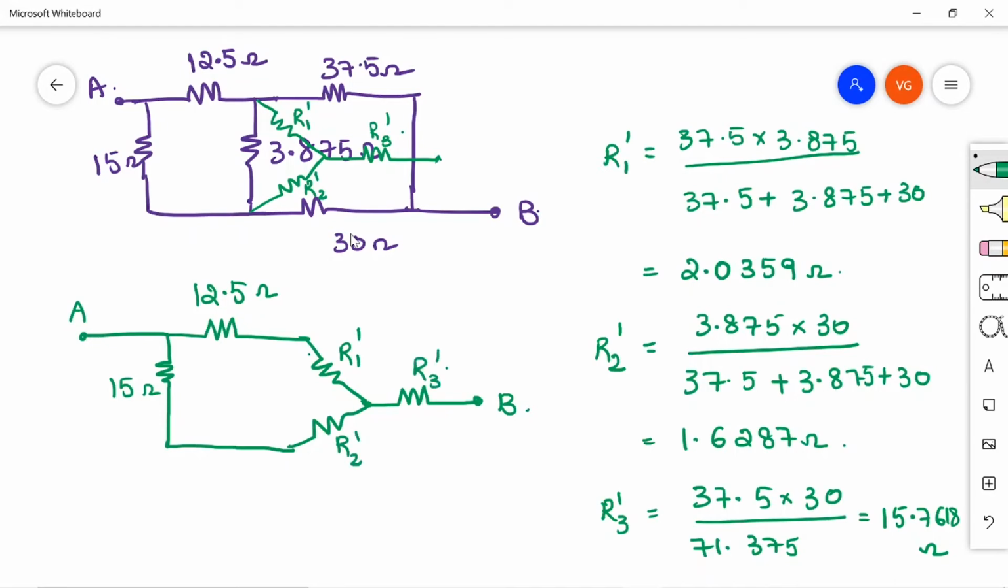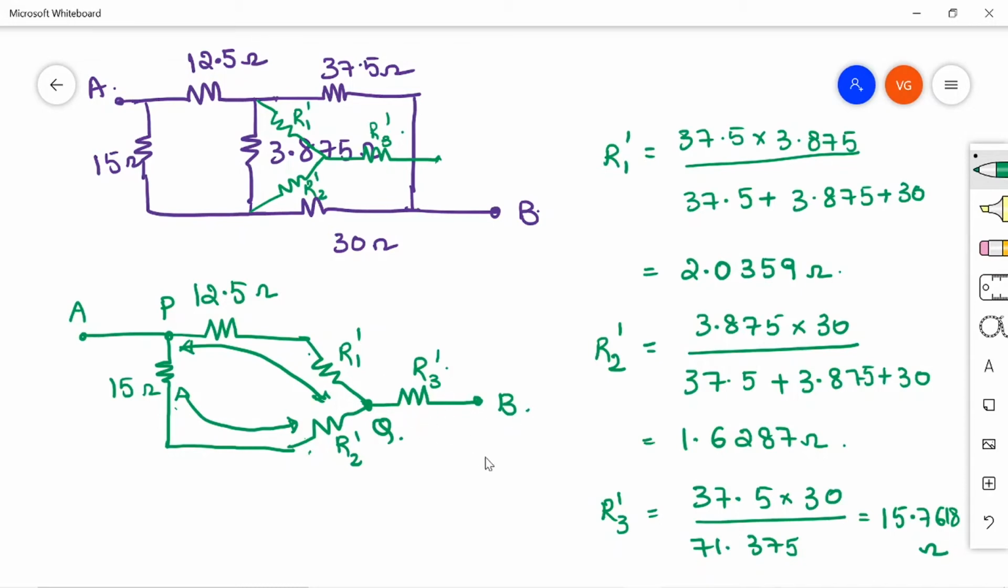Now if you clearly observe this one, R1 dash is in series with 12.5 and R2 dash is in series with 15 ohm. And again these two are parallel branches. Let us call these the P and Q nodes. So between P and Q I have these two, so those two will be in series. And again downside I have 15 and R2 dash, so these two will be in series. Again the resultant, you will get two branches in parallel and then in series with R3 dash.